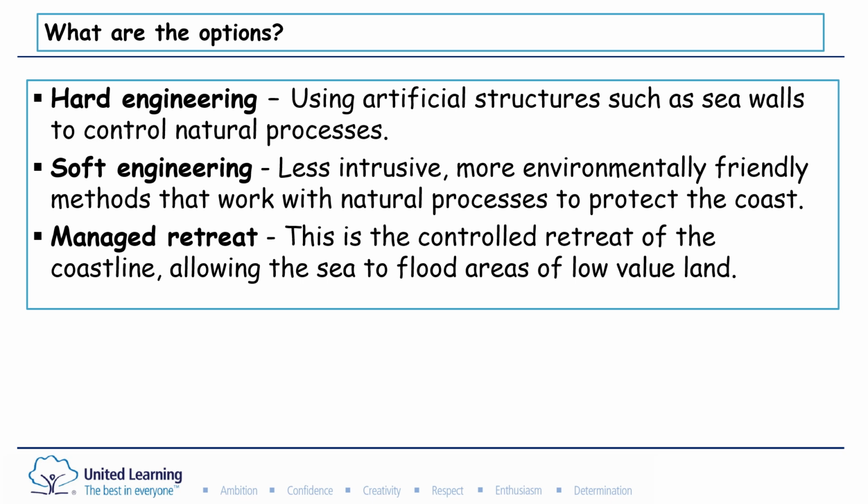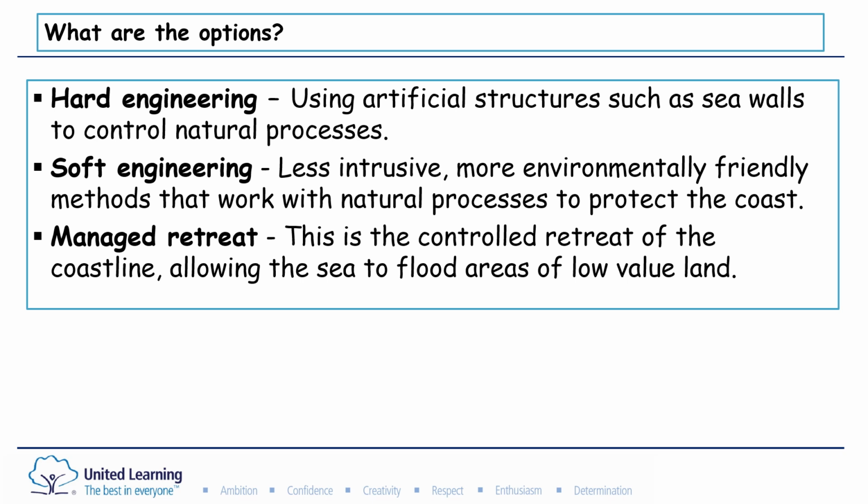There are 3 strategies we can do. We can do hard engineering, which is using artificial structures such as seawalls to control natural processes. Soft engineering, this is less intrusive, more environmentally friendly methods that work with natural processes to protect the coast. And managed retreat. This is the controlled retreat of the coastline, allowing the sea to flood areas of low value land. What I'd like you to do is pause the video here and just jot down the 3 keywords on your paper.